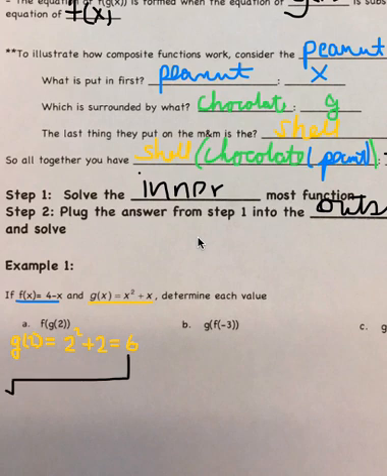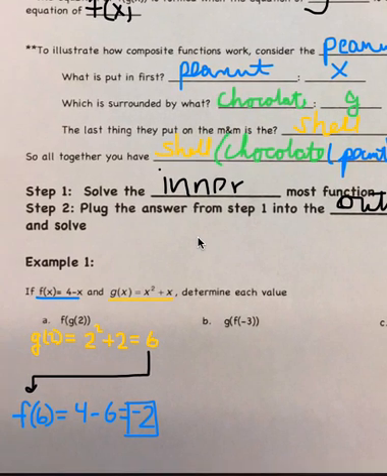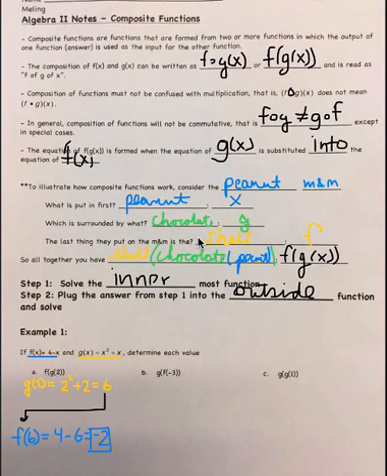This output becomes our new input for f of x. So now we're finding f of 6, which is 4 minus 6, or negative 2. That's our final answer. So we took what was given, x equal to 2, and we did our composite functions. We worked inside out, and we found our answer.